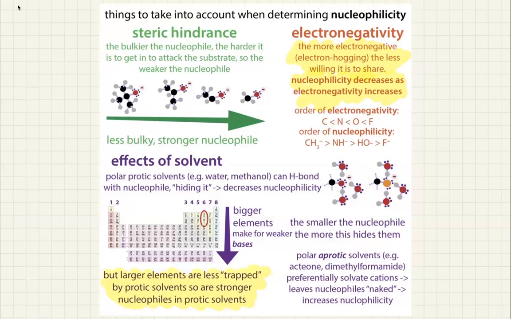You can think of it a couple different ways. One is that it doesn't want to share those electrons. One is that it's happier with the electrons that it has, even if it might have a negative charge, say. It wants electrons, and when we think about something that wants electrons, that's an electrophile. So it's kind of the opposite of nucleophilicity. And so your nucleophilicity is going to decrease as your electronegativity increases. In order of electronegativity, you would have carbon less than nitrogen, which would be less than oxygen, which would be less than fluorine. But if you think about nucleophilicity, the order is in the opposite direction.